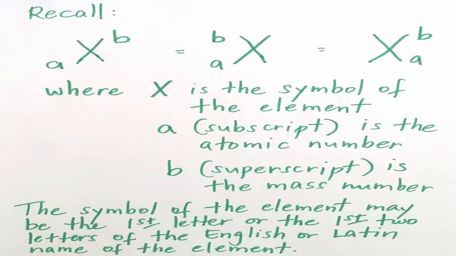Okay, we represent an atom with X, A, B, where X is the symbol of the element, A, the subscript, is the atomic number, and B, the superscript, is the mass number. The symbol of the element may be the first letter or the first two letters of the English or Latin name of the element.